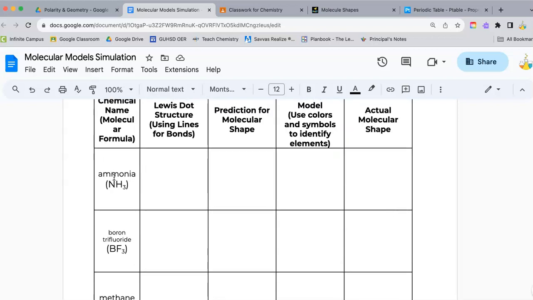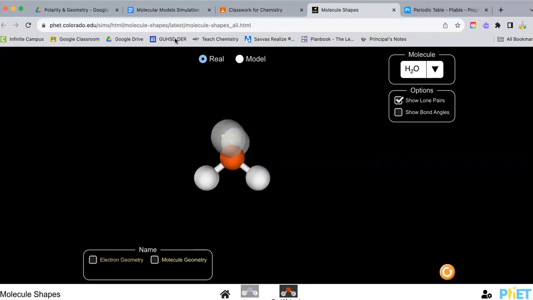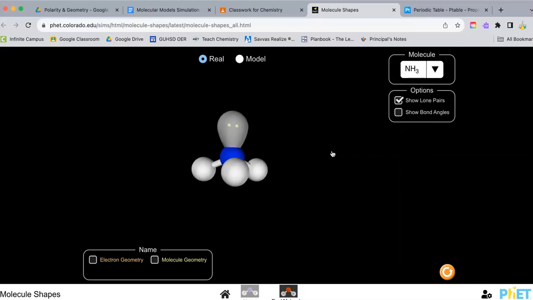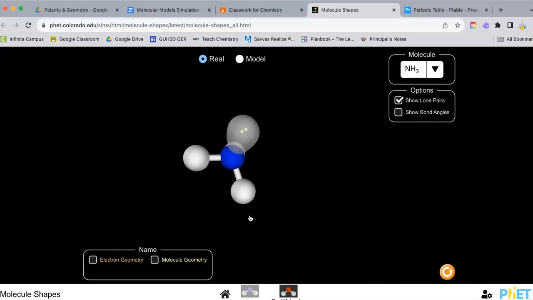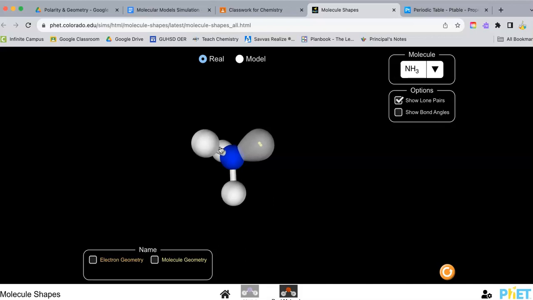Here, I have ammonia, NH3. Once you do your predictions in your Lewis structure, you come to the simulation, you pick your molecule, NH3 is right here, and you take a look at it. Each of these, we have a nitrogen, a hydrogen, and a lone pair. So, I have 1, 2, 3, 4 atoms and a lone pair.